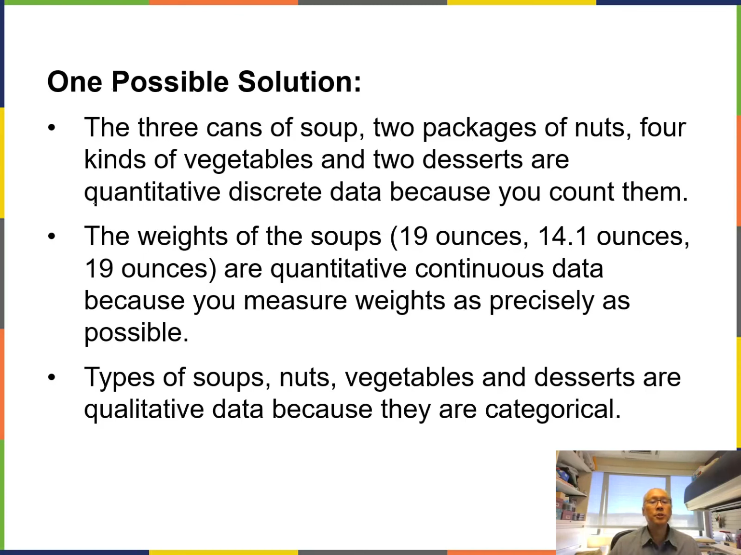Now the types of soup that we were identifying, the types of nuts that we were identifying, those are nominal. They have names to them, categorical, so they can be looked at as qualitative data.